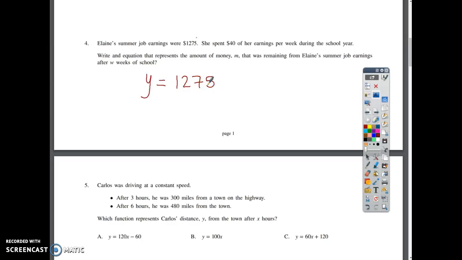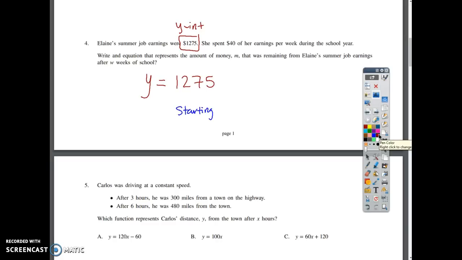1,275. That is your y-intercept. That's how much she started with. Y-intercept. That's the starting point. So if you want to write that down, starting. Okay? So she had that amount of money.